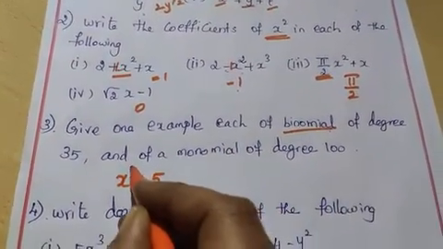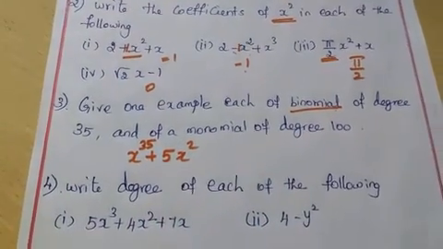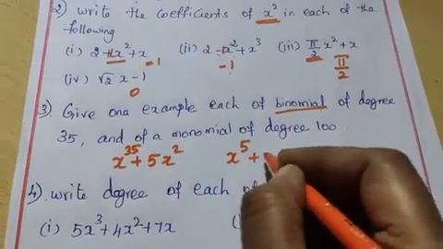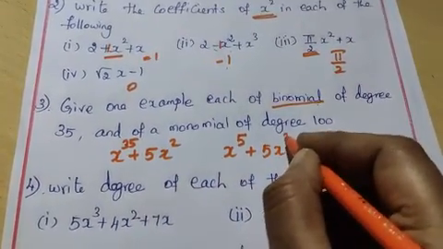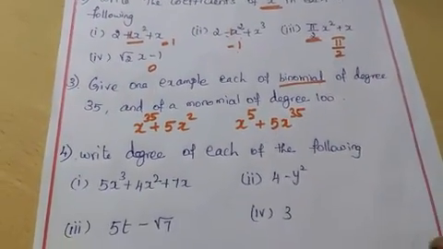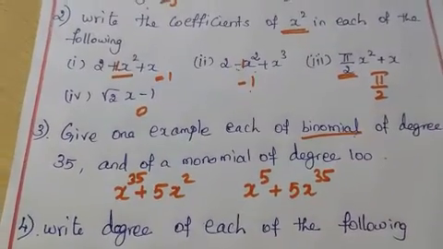We can write x power 35 and 5x squared like that also. Otherwise simply x power 5 plus 5x power 35, like that also. You can write it your own way, right? But the degree value, that is the power value, should be 35. Keep that in mind.